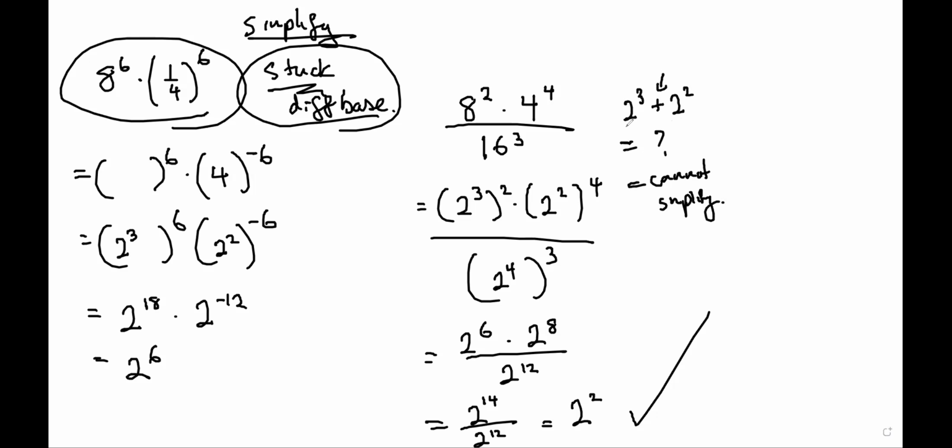Although the base is the same, it's an addition. It has nothing to do with exponent laws. If anything, the best you can do is 2 to the power of 3 is 8. 2 to the power of 2 is 4. The answer is just 12. That's as far as you can go, really. Right? So just be careful.